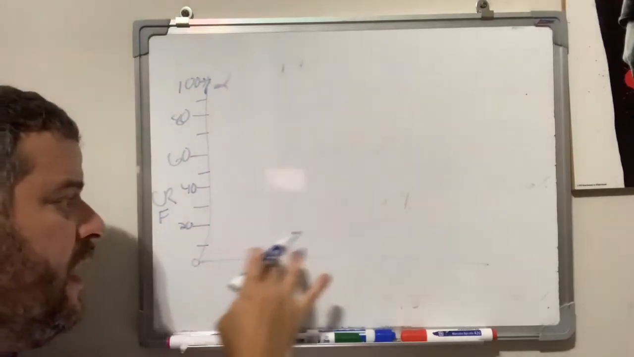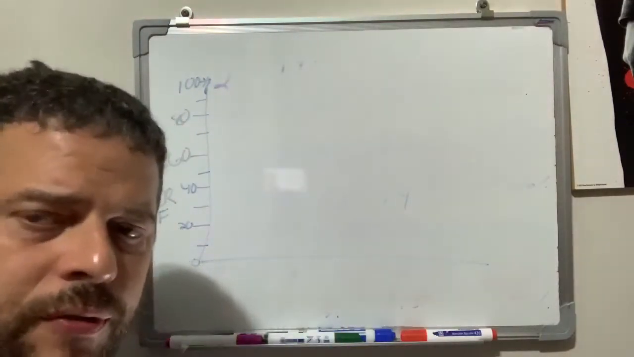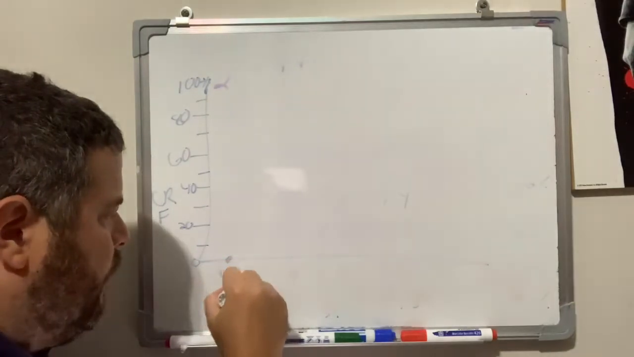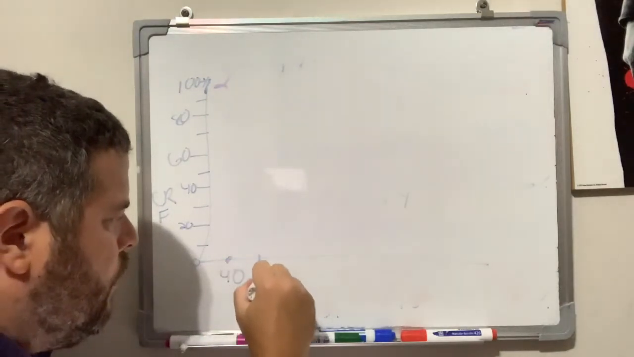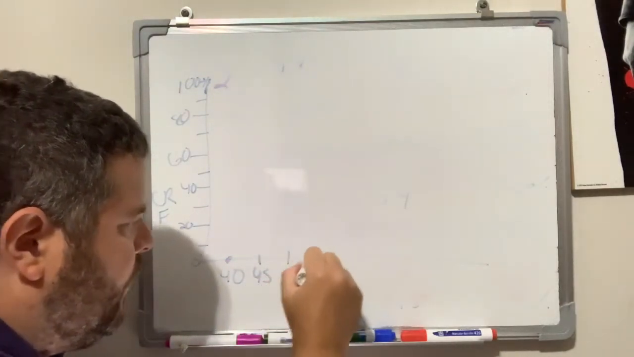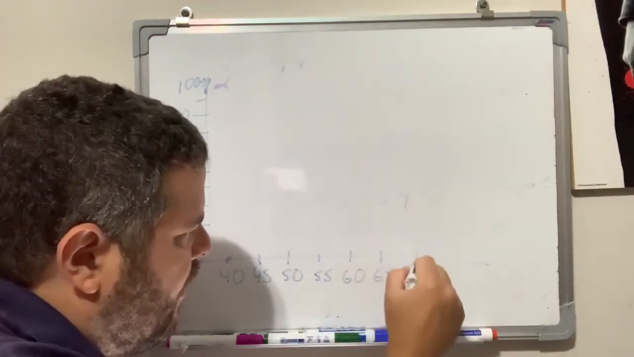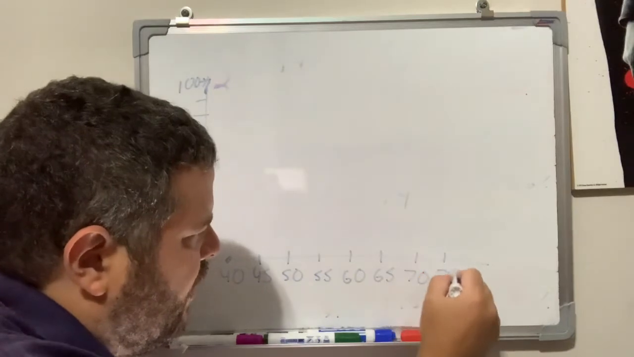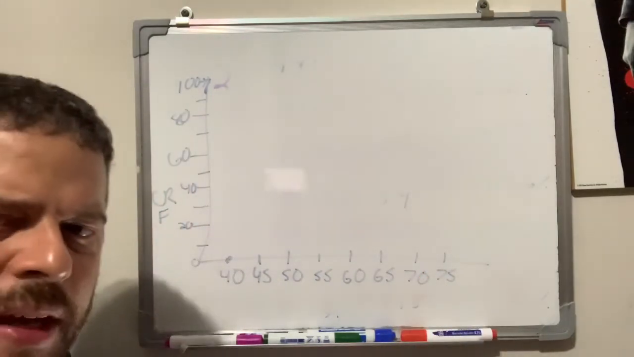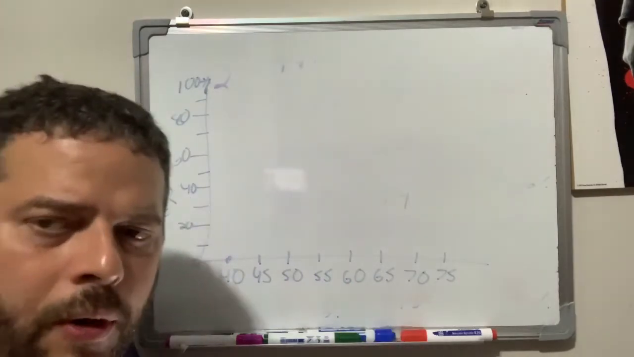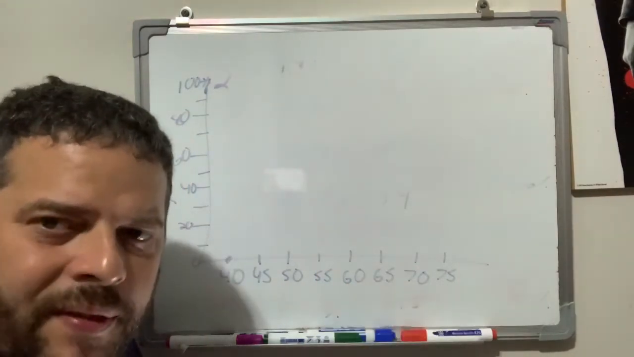Now down here, we have the intervals. I would begin at 40, 45, 50, 55, 60, 65, 70, 75. Note, the biggest interval is 70 to 74, but you'll see why I need the 75 there.